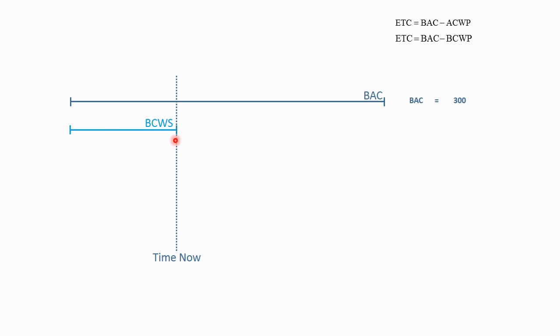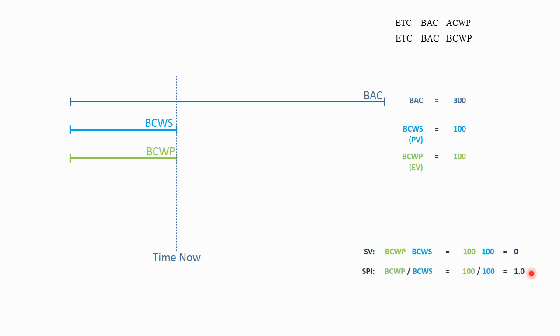Again, budgeted cost of work scheduled is always 100 units, time now, because we haven't changed the plan. Here, the budgeted cost of work performed again is 100. So we had planned to do 100, we're actually doing 100. The schedule variance is the performance minus what was in the plan, BCWS: 100 minus 100 is 0. The SPI, and this time I got it right, is the performance divided by the plan. 100 divided by 100 is 1.0.